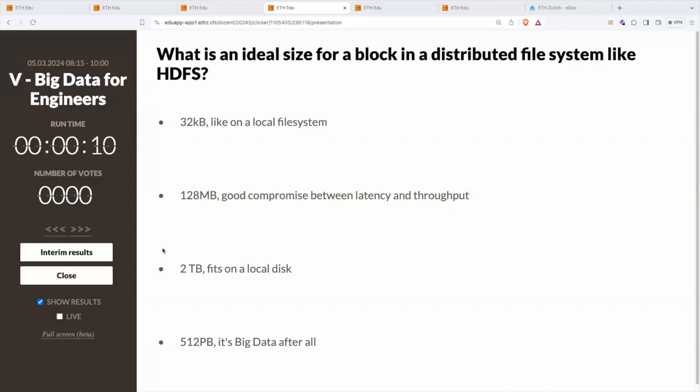And I try to lure you into each answer with a good reason. So first, 32 kilobytes, like on a local file system. It's the order of magnitude that is important, like, for example, in a relational database system like PostgreSQL. Or 128 megabytes, a good compromise between latency and throughput, because I told you that this is what we care about. Or maybe 2 terabytes, because that fits on a local disk, and that's the optimal way of using a single machine. Or maybe 512 petabytes, because that's big data, so we need these huge blocks for the whole thing to work. So what do you think? 32 kilobytes, 128 megabytes, 2 terabytes, 512 petabytes.